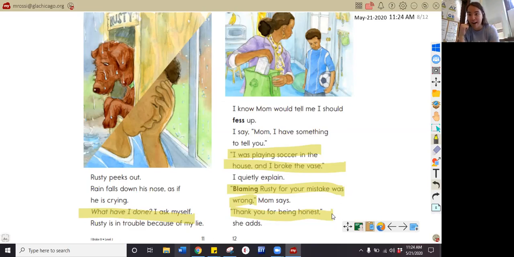Okay, now it's your turn. Ready? Scholars, how does the boy change in the story? Make sure you tell me what he's like at the beginning and what he's like at the end. Go ahead and pause your video and tell me about his character change now.